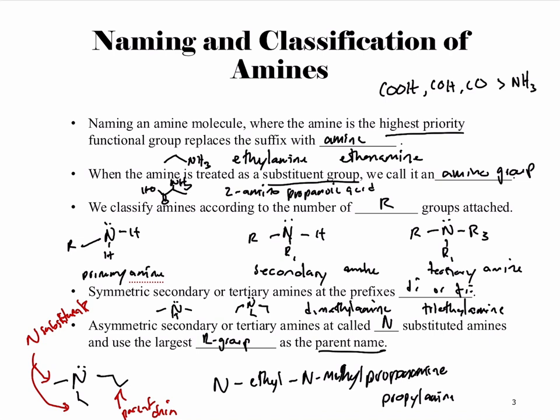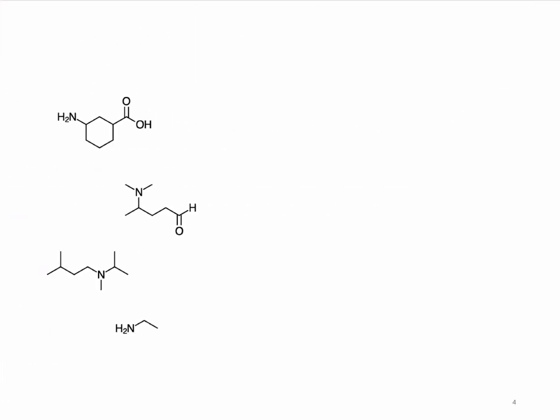So we call them N-substituted amines when they're asymmetric, right? So this is for asymmetric and this is for symmetric amines. So that's how we name and classify different types of amines. Let's go through a couple of examples of how we do this.